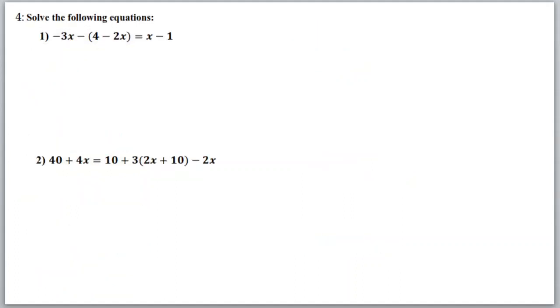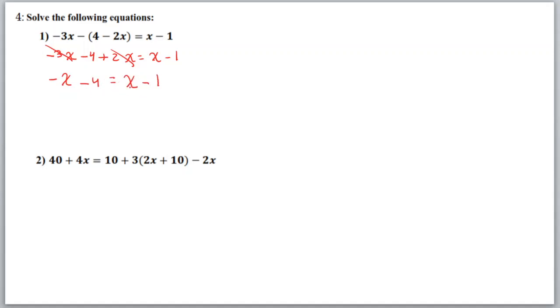Okay. Next, number 4. Solve the following equations. So minus 3x here, we copy it. Minus times 4, minus 4. Minus times minus plus 2x equal x minus 1. And now we simplify. So it will be minus 3x plus 2x will be minus x here with this, and just minus 4 equal x minus 1.